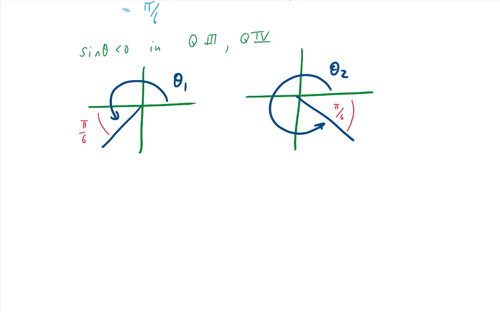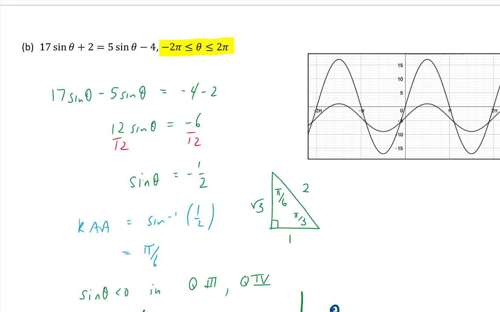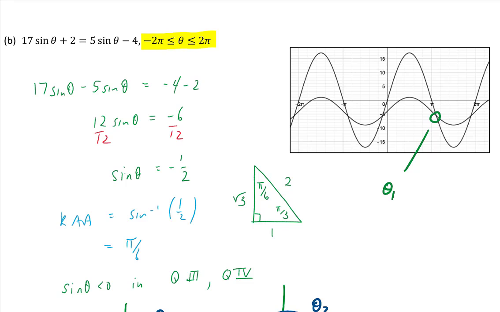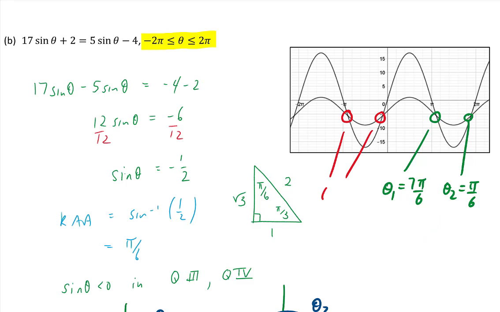Now we can determine theta 1 and theta 2. So theta 1, if we find a common denominator and simplify, we end up with 7 pi over 6. And theta 2 will end up with 11 pi over 6. Recall that our interval goes from negative 2 pi to 2 pi. If we go back to our diagram, we have found the following two solutions. There's theta 1, 7 pi over 6, and here's theta 2, 11 pi over 6. We still need to determine these two theta values here.